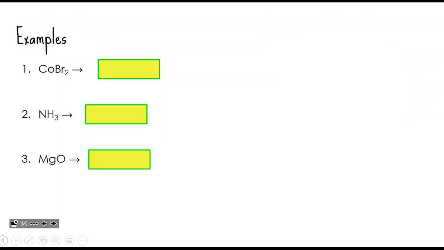So let's look here. Cobalt 2 bromide. Okay, cobalt 2 bromide. We're going to break it apart into its elements. So what you should initially write out is just the elements. Like so. Now look at each of those elements. Cobalt, is cobalt diatomic? Is cobalt one of the diatomics? No. Is bromine one of the diatomics?